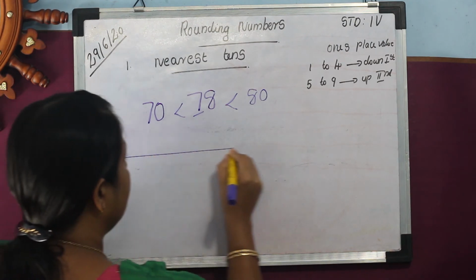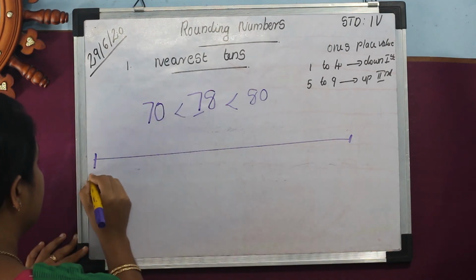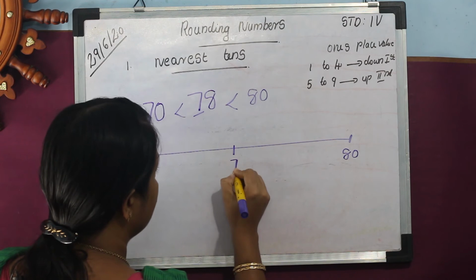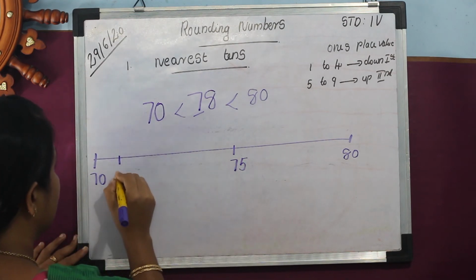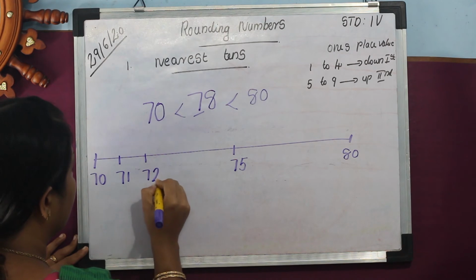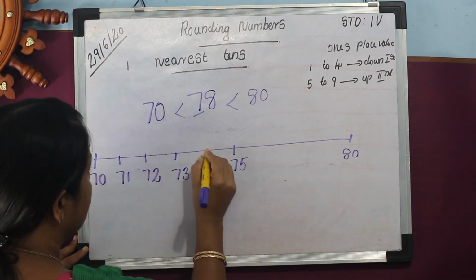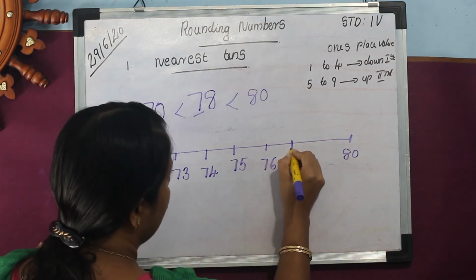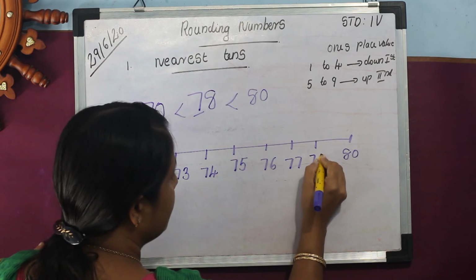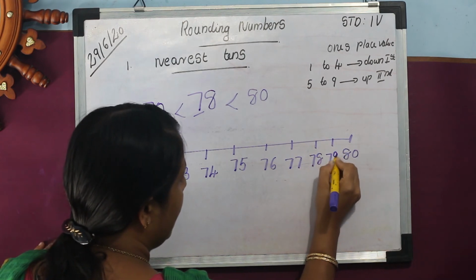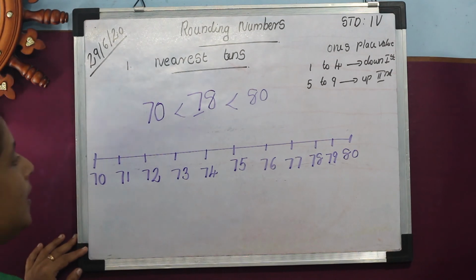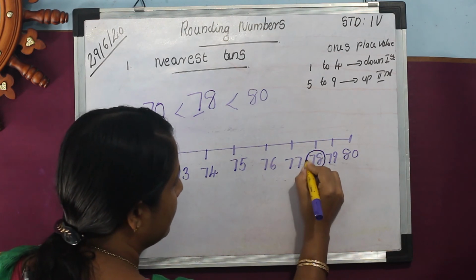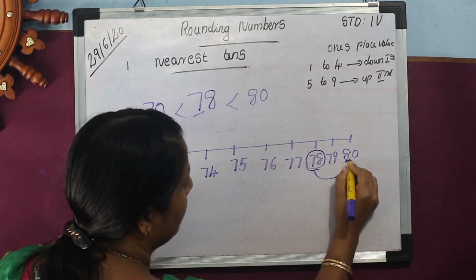Then we draw the number line. Our starting number is 70 and our ending number is 80. Then the middle number is 75. Then 71, 72, 73, 74, 75, next 76, 77, 78, 79 and the last number is 80. Then here our number is 78. Marking 78, we see that 78 is very close to the number 80.